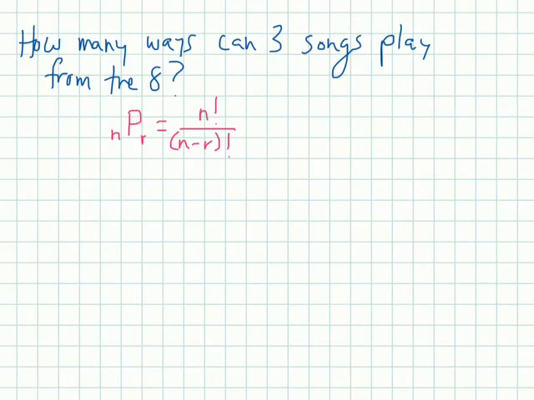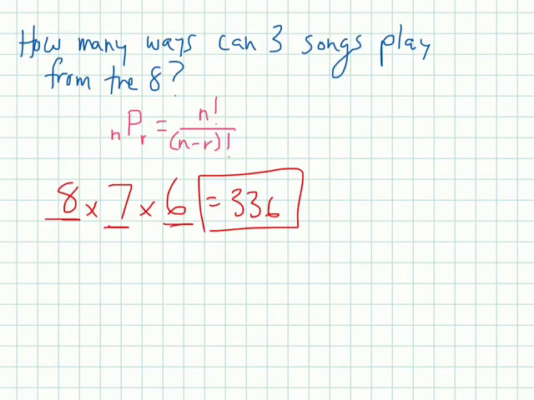Well, let's look at when the first song comes on, and I'll explain this in a second. When the first song comes on, I have 8 songs to choose from, right? When the second song comes on, I only have 7 songs to choose from. And when the third song comes on, I'll only have 6 left to choose from. And then that's it, because I only could play 3 songs. So 8 times 7 times 6 is going to give me 336 songs total to choose from.